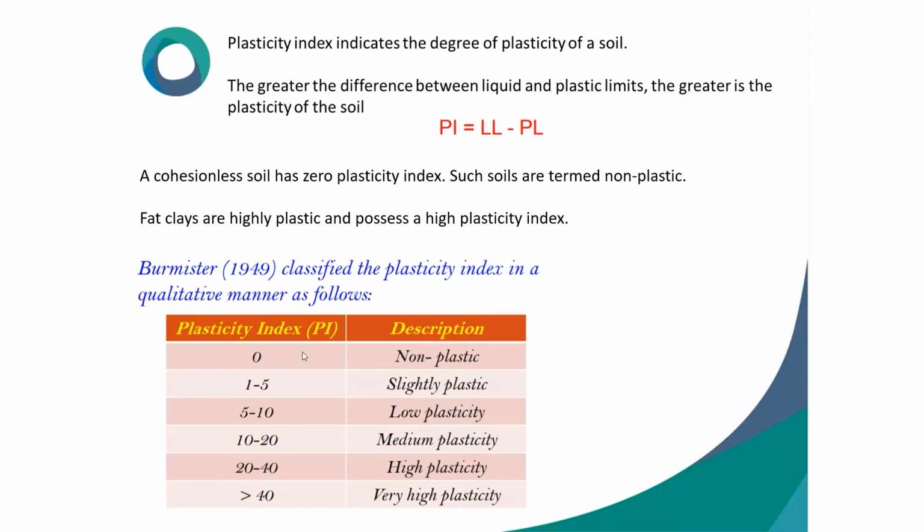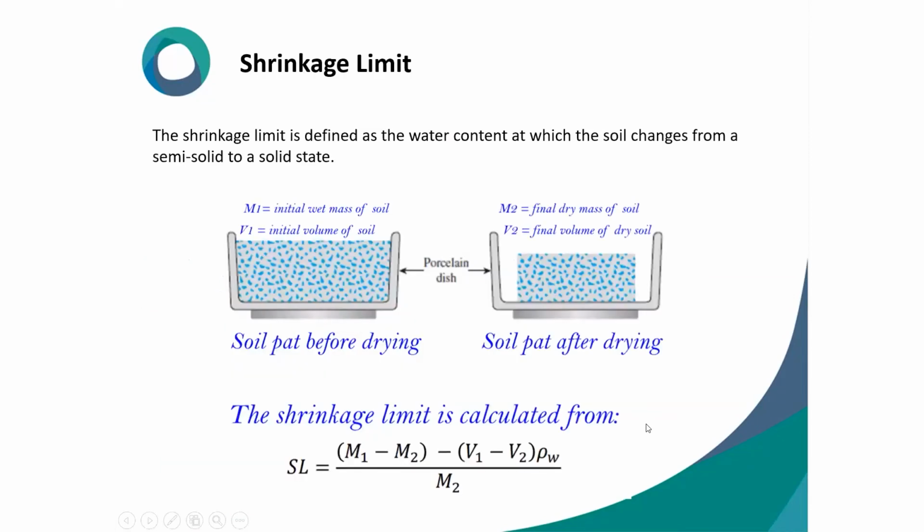And we have the chart given by Burmister, 1947. It says, if the plasticity index is 0, then it is non-plastic. If it is 1 to 5, slightly plastic. 5 to 10, low plastic. 10 to 20, medium plasticity. 20 to 40, high plastic. If its value is more than 40, it's a very high plasticity. So this will help the designer to understand the nature of the soil.